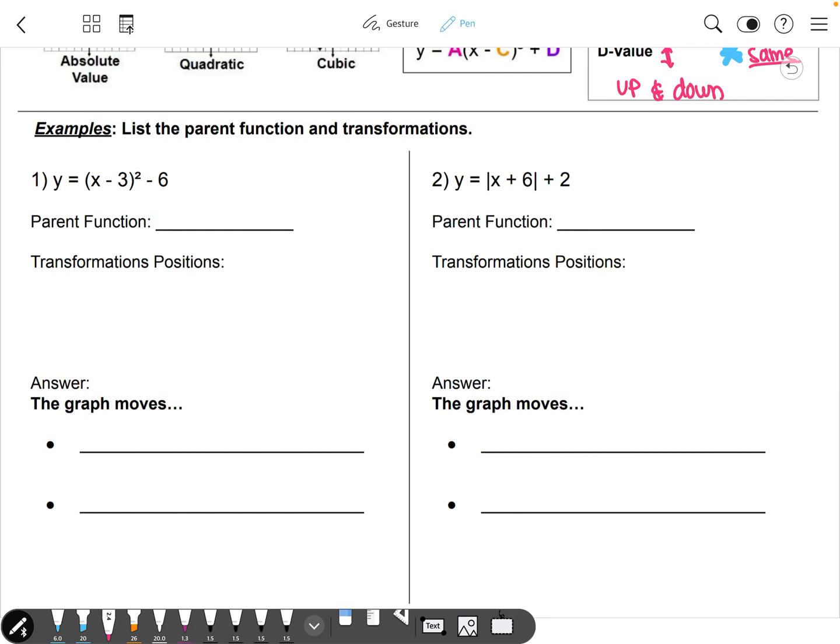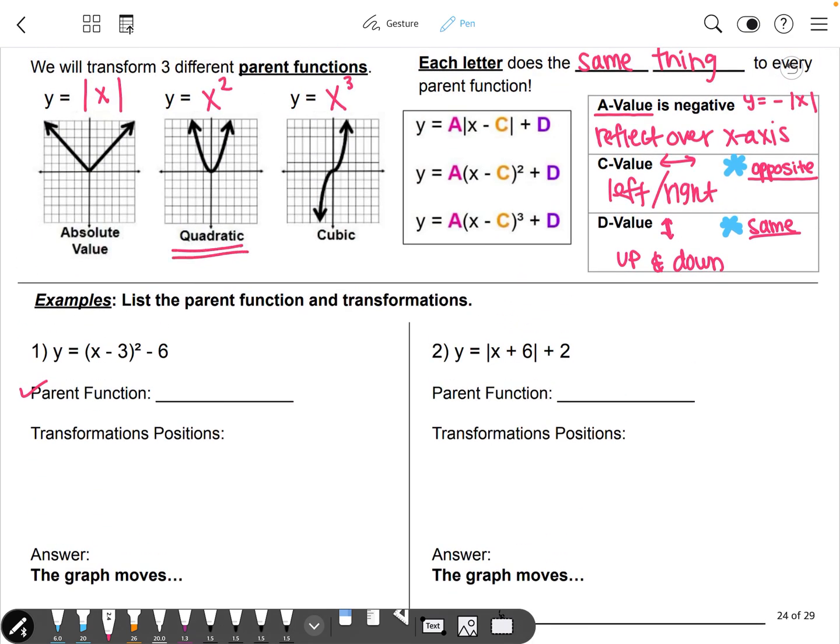All right, y'all, let's go ahead and look at some examples. So in each example, I need us to write the parent function, the transformation position, and then tell us how our graph moves. Okay, so when we're looking at parent functions, remember we're looking for either the bars or the exponent. This has a 2, so that means I have a quadratic.